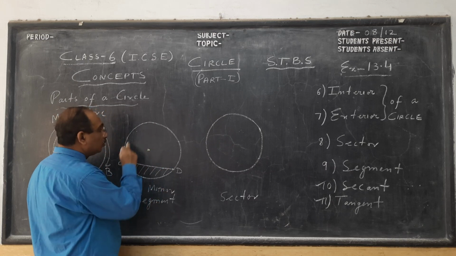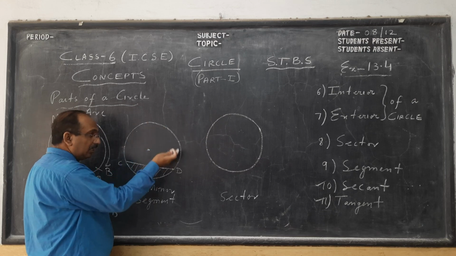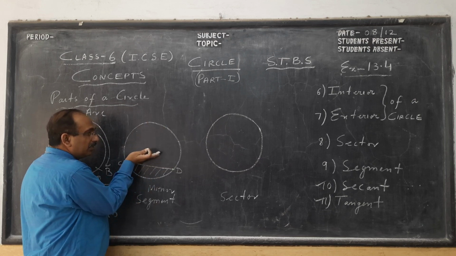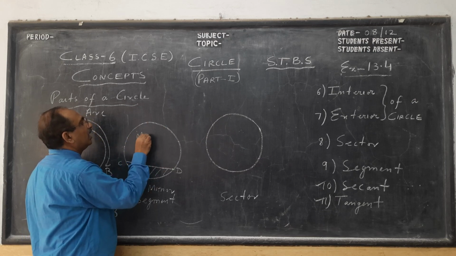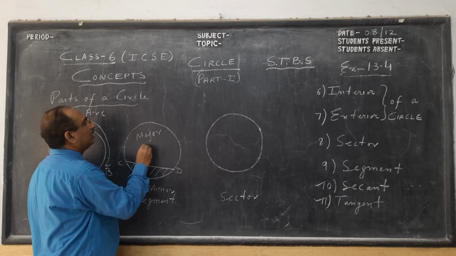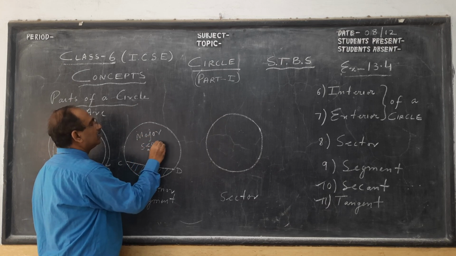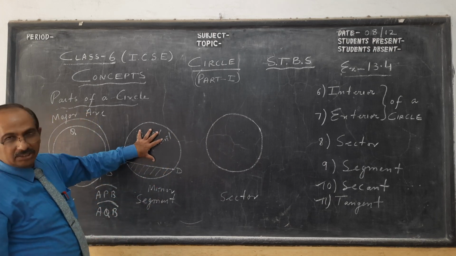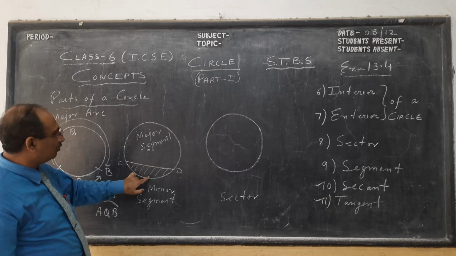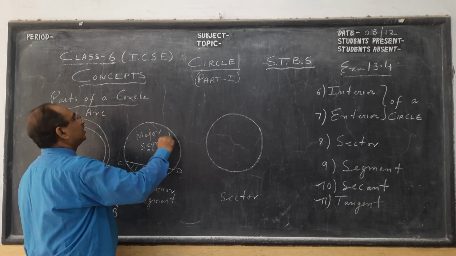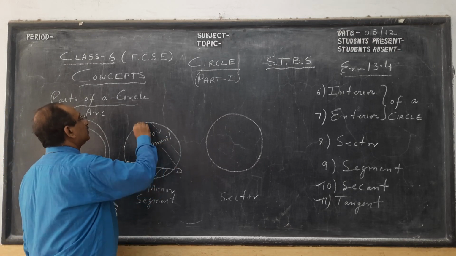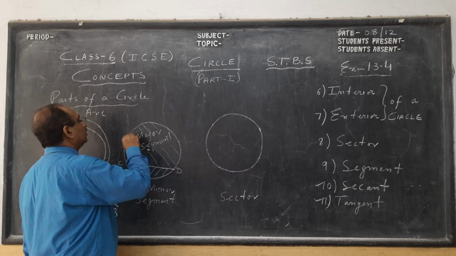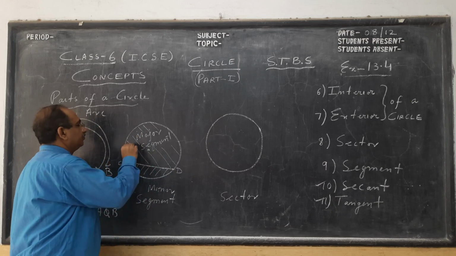And if you see, including the center, it will have the bigger area. If any segment has the center, it will have a bigger area, and it's called a major segment. So this full thing is called a major segment, and this is the minor segment. Okay, this full area, if I shade, this is your major segment.